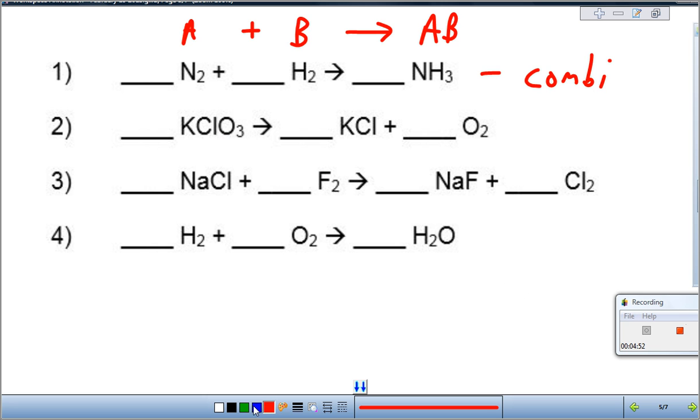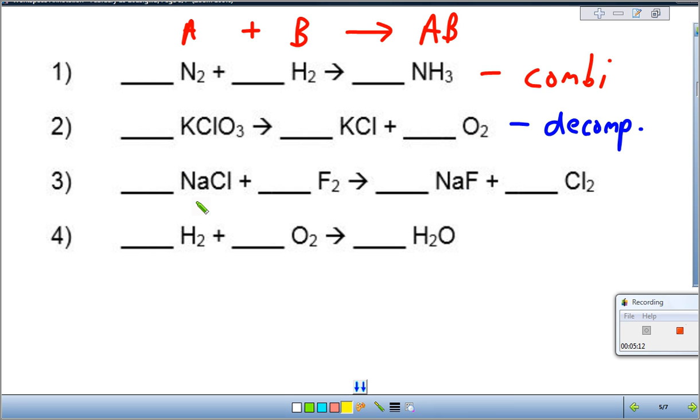Here we start out with one chemical. This chemical, KClO3, potassium chlorate, is splitting apart. The K and Cl's are staying together, but the oxygens are going off on their own. And so this is what we call a decomposition reaction. One chemical splitting apart into two simpler components.